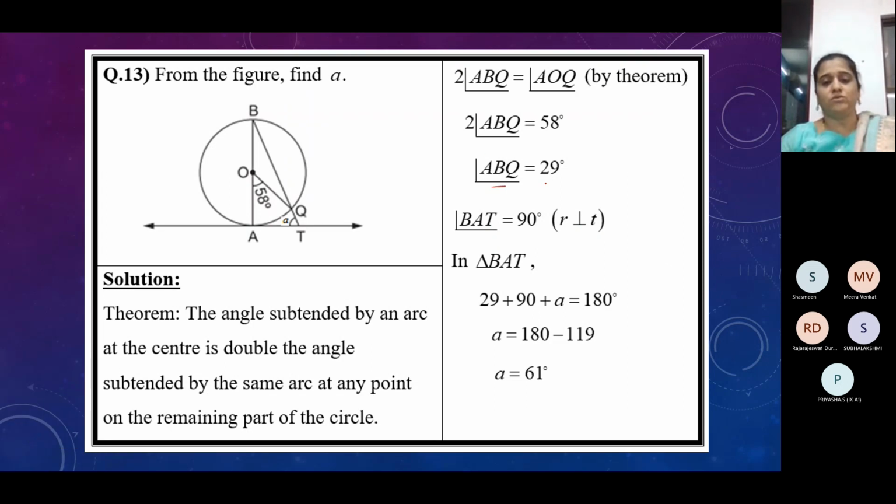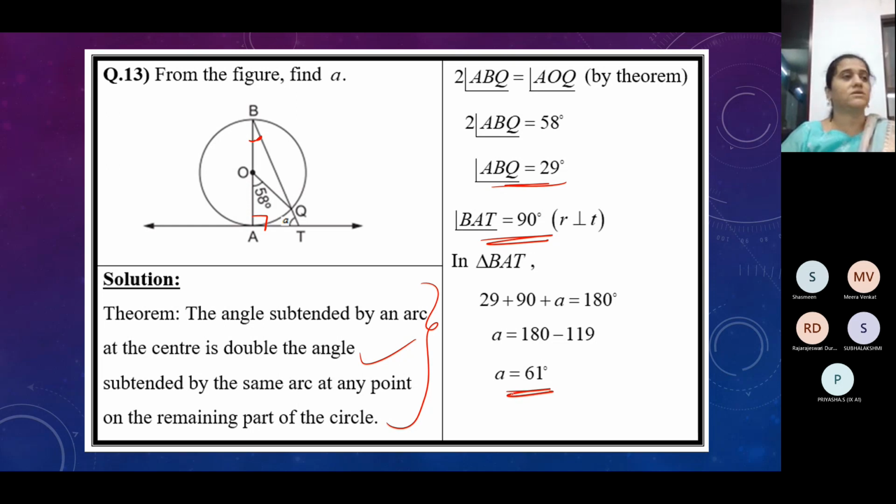So you first find ABQ by this theorem, which you learned in standard 9. Then you find this angle, 90 degrees. Then in the triangle, use the angle sum property. Somebody said 61. Who said 61? Hitesh, and you also said 61. How did you find it? Like this only. Very good.